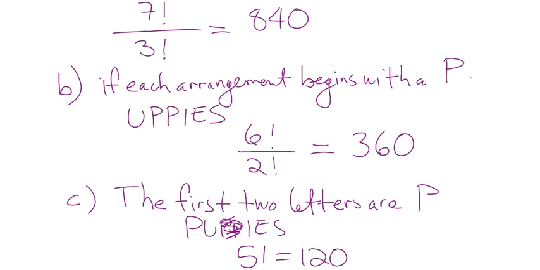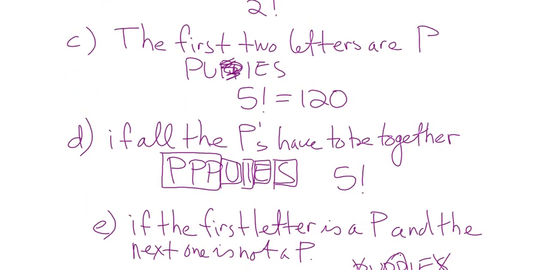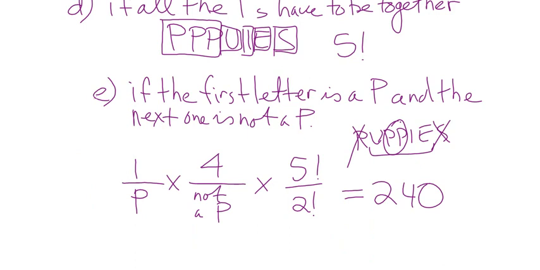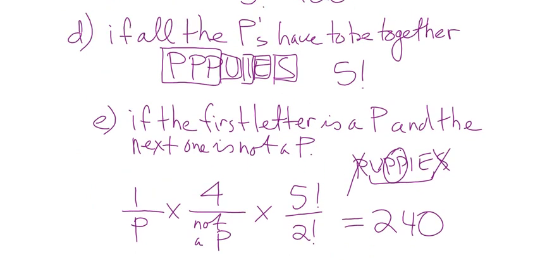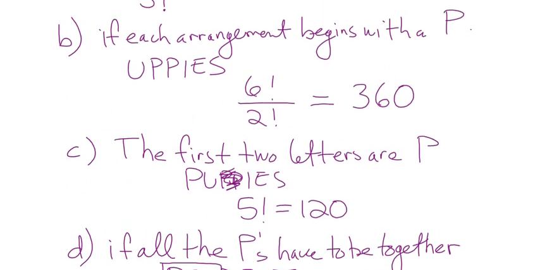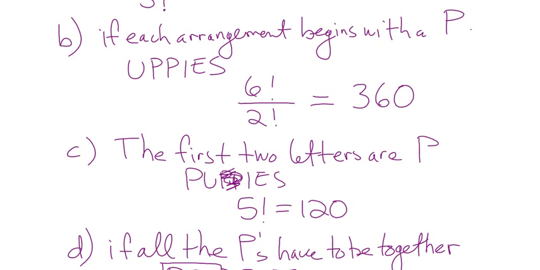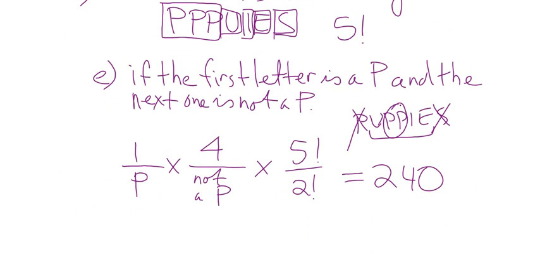So how many arrangements are there that begin with exactly 1, oh, okay, wait, we did exactly 1 P. How many arrangements are there that begin with 2 P's or 3 P's? So there's 360 that begin with 1 P or 2 P or 3 P's, right? And there's 240 that begin with exactly 1 P. So if we subtract, then we'll find the ones that begin with 2 or 3.